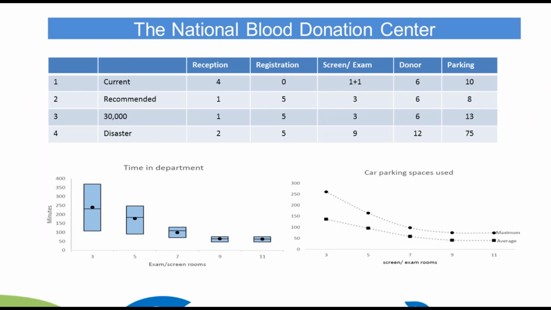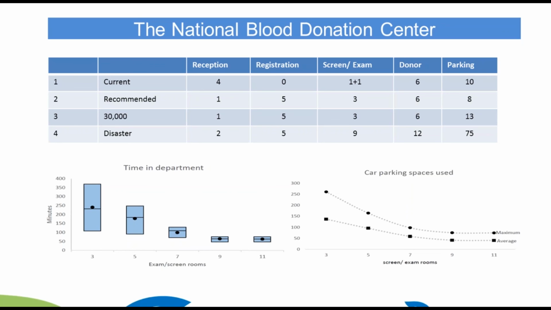So what we found was that the current setup of 4 reception rooms, 1 screen, 1 exam room, 6 donor chairs, and 10 parking spaces was not quite the right configuration when we ran the simulation model. The major bottleneck in the system was around registration. It was also around screening and examination, and whereas before they were separate stations, we could combine them and make it much more efficient, and we again tested that using simulation. The configuration, as you can see in the table, is quite different from the current to the recommended. When we move on to the future, the only real change we see is the number of parking spaces required. That all was fine, but in a disaster scenario, that whole configuration goes out the window.